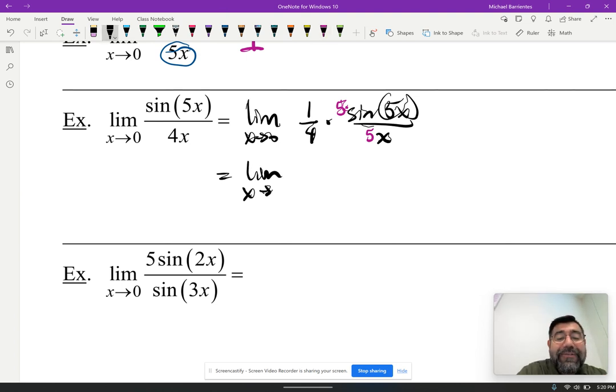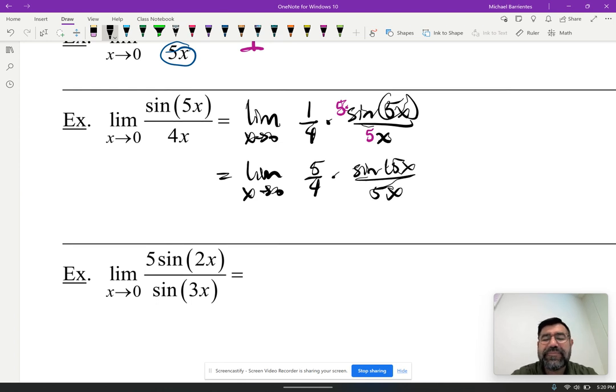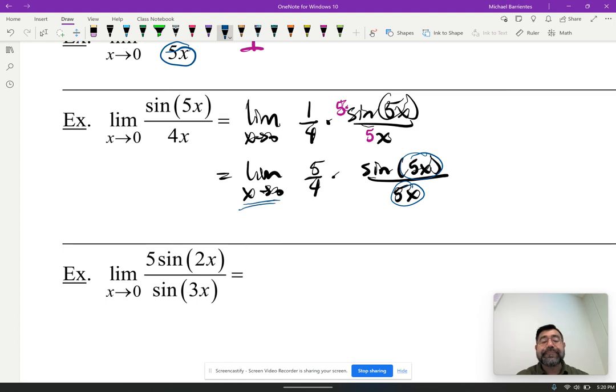Well, just like I pulled this 4 to the front because I was multiplying, what if I pull this 5 to the front? And then it becomes 5/4 times the sine of 5x over 5x. Now I have the situation that I want, because now it's sine of something over something as x approaches 0.